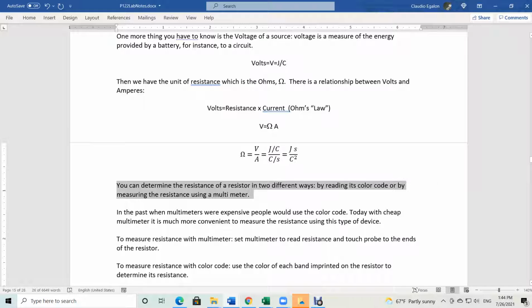So you can measure resistance two different ways, by reading its color code or by measuring the resistance using a multimeter. We did both of them. The color code, you have to find out the number of each color. Why do we have the color code? In the past, when multimeters were expensive, people would use the color code to find out the resistance. Today, with cheap multimeters, you can buy one for $10. It's far more convenient to measure the resistance using the multimeters.